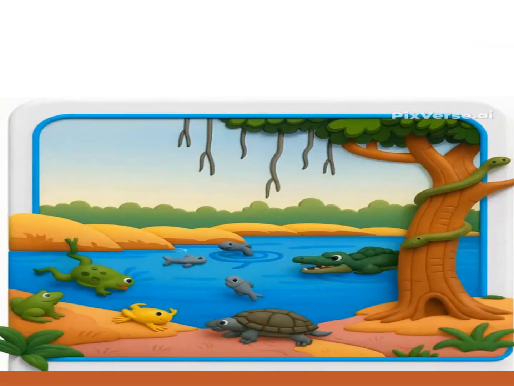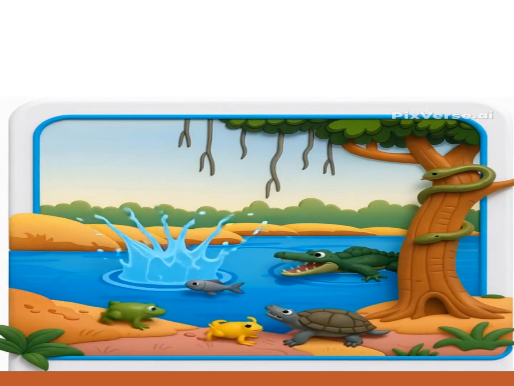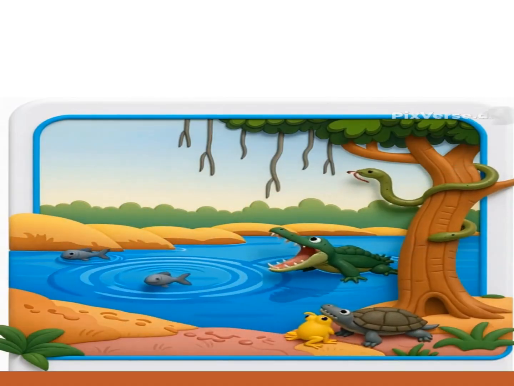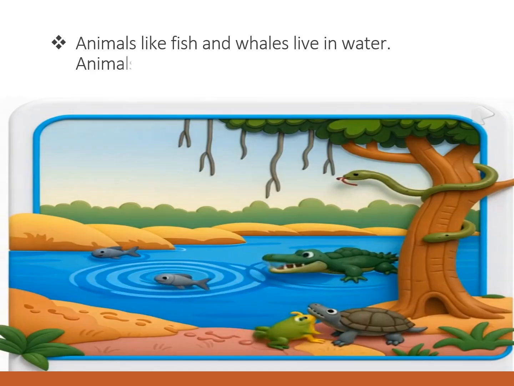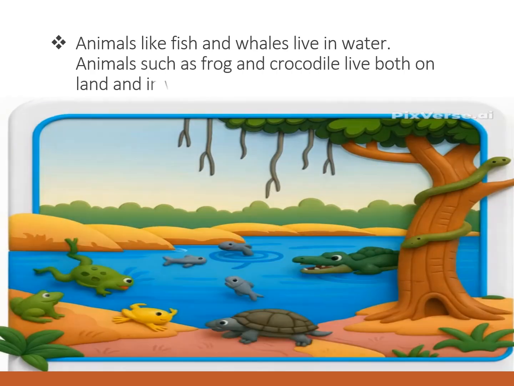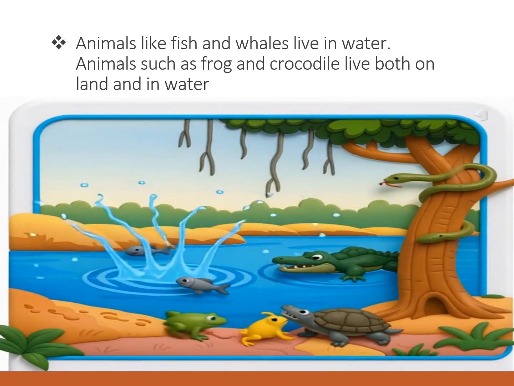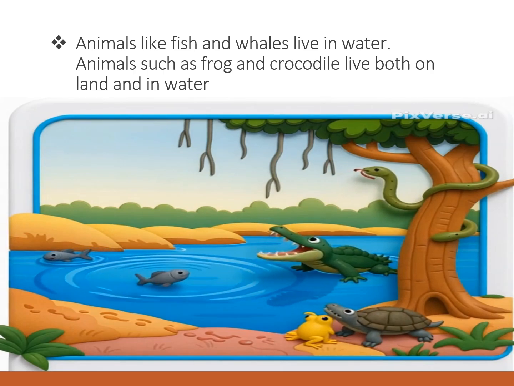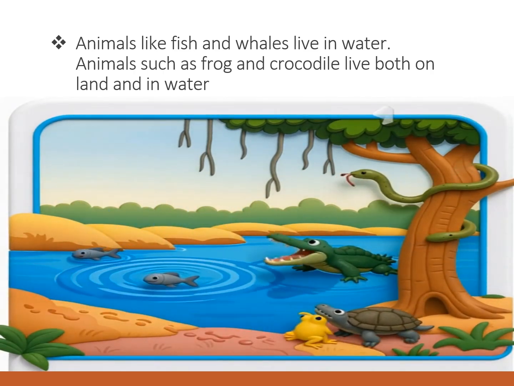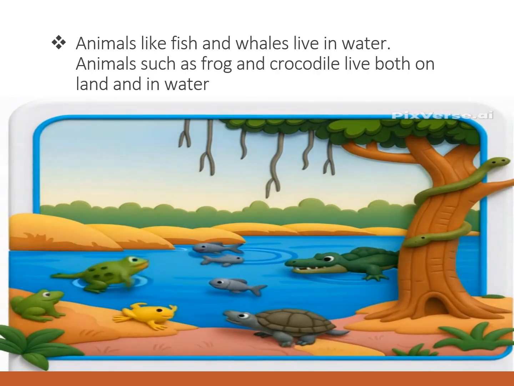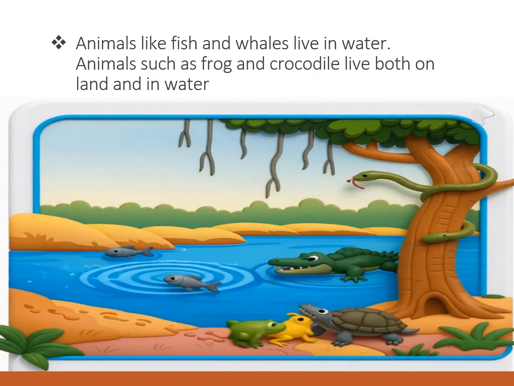Children, up to now we saw some animals and their shelters. Now we will see some other things. See this picture? Yes, see this video. Animals like fish and whales live in water. Do you know? Yes, animals such as frogs and crocodiles live both on land and in water. See here.